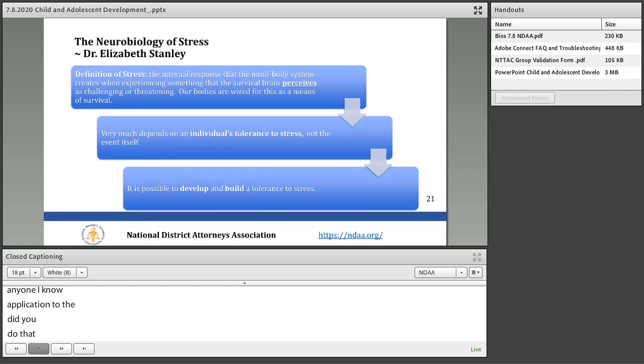Now, we all know that. We all experience stress, but we also know that each individual's stress tolerance is very different. Nowadays, dealing with the pandemic, some people are handling it well. Many people are not handling it very well. It's extremely stressful. If you're like me, we are still going to court. We're trying to be safe, yet we're trying to protect our community. We're having to wear masks in court. And it's been stressful, and some of us are dealing with that better than others. There are some attorneys that I work with that, because of underlying medical conditions, can't come to court, and that's very stressful. So I'm sure that y'all are dealing with the same issues. One of the important things at the bottom of this slide is, as Dr. Stanley says, it is possible to develop and build a tolerance for stress.